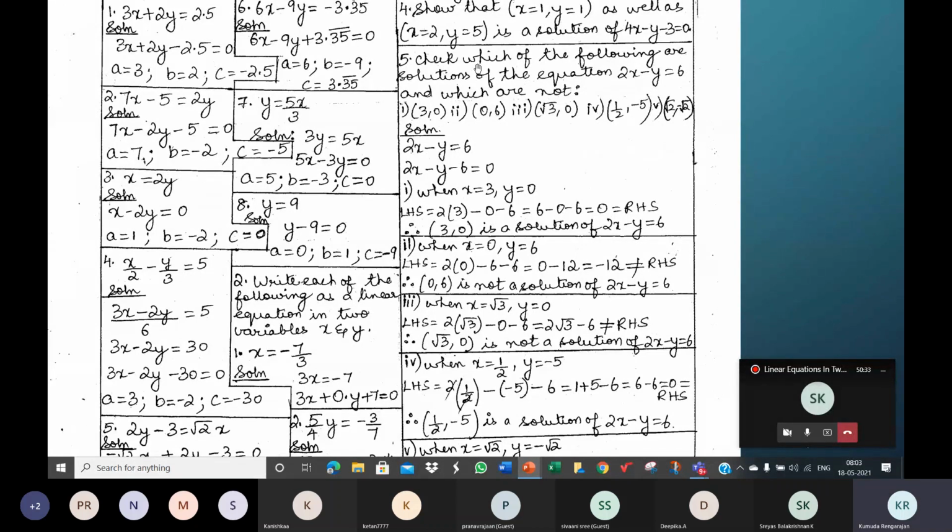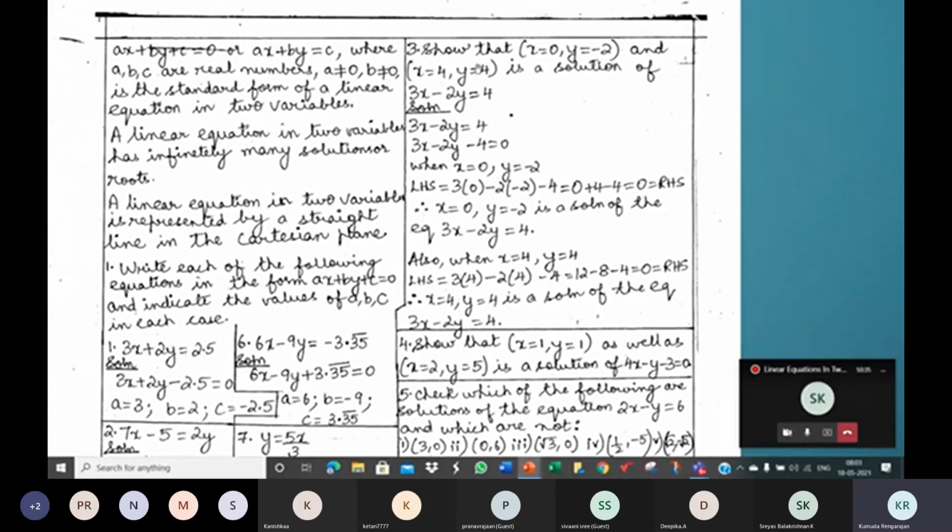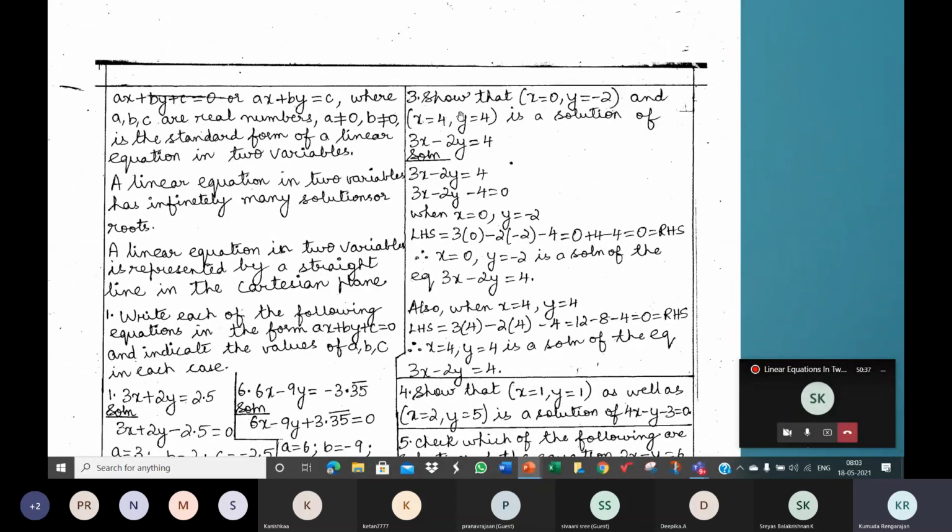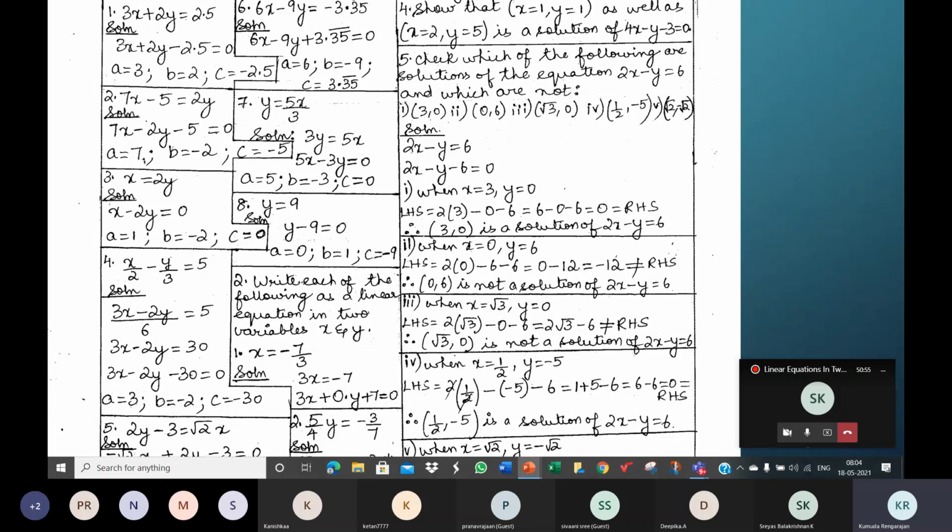Okay, so the earlier question, you had to show that it's a solution. You must show that 0, -2 and 4, 4 are solutions to this equation. You cannot say yes or no. You must say yes. So when you work the RHS and the LHS, they must be equal. Here it is check. Check meaning they may lie, they may not lie. Check which of the following are solutions of the equation and which are not.